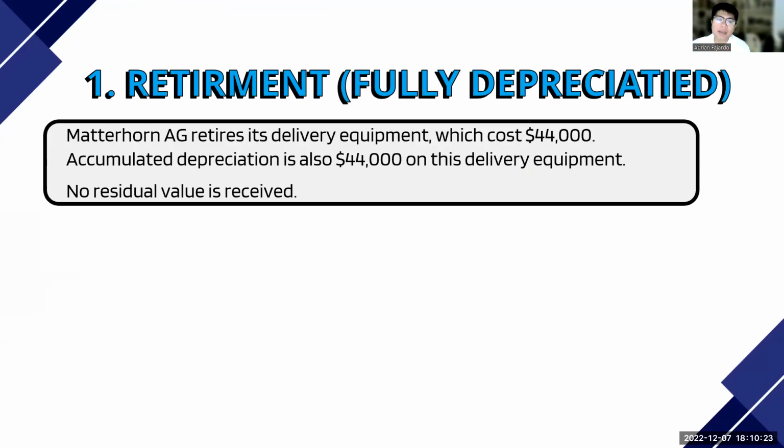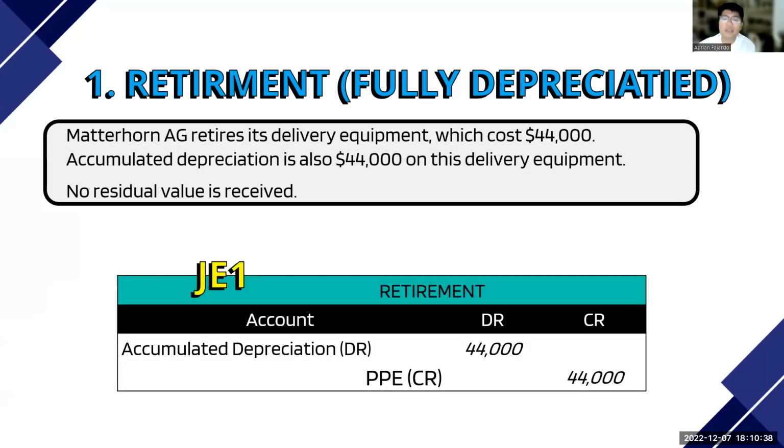Ang madali sa retirement is if the item is fully depreciated. Meaning, if you retire an equipment that costs 44,000 and the accumulated depreciation is 44,000, your carrying amount is in essence 0. So your journal entry is just debit accumulated depreciation, credit PPE of 44,000.